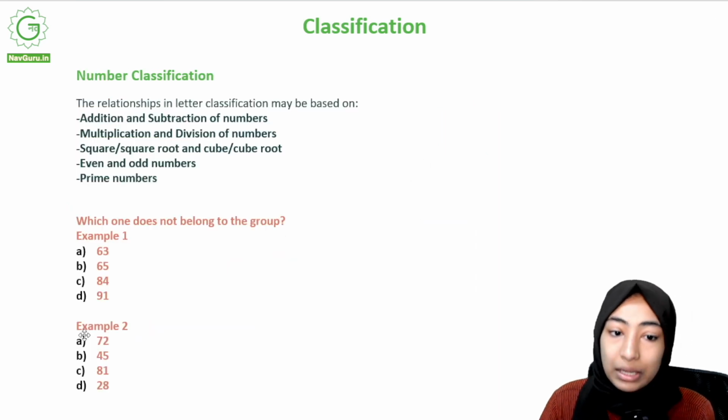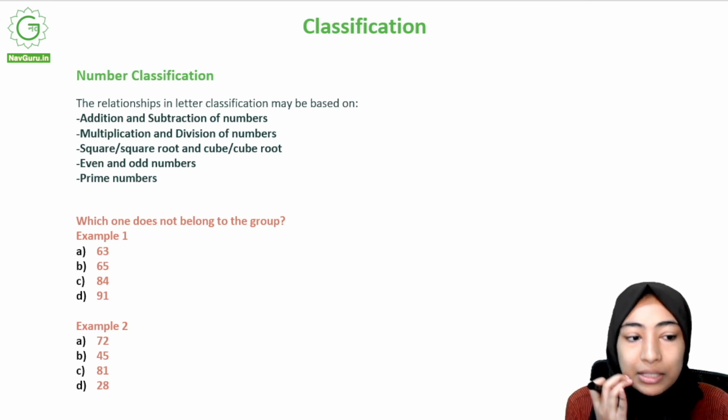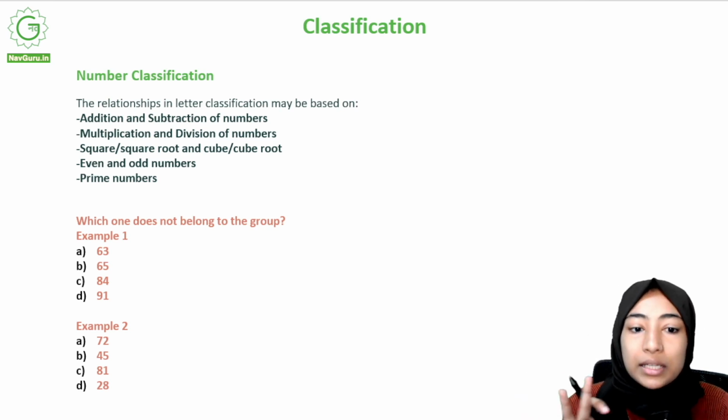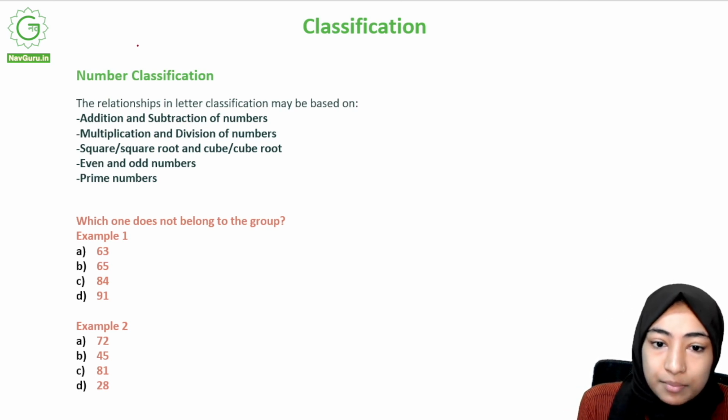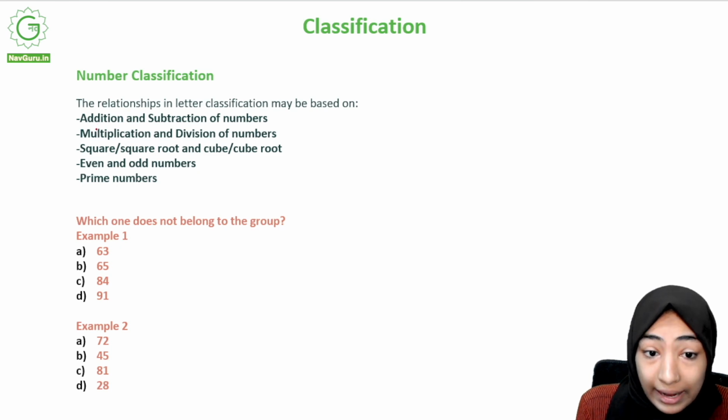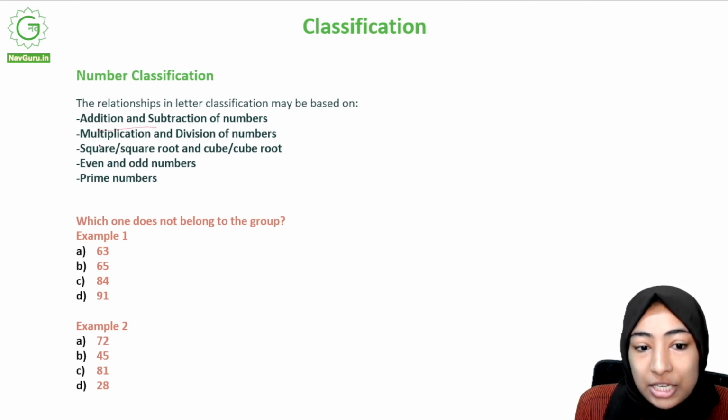Now we go on to number classification. Basically the same thing that we have done for word and letter, but here we will be looking at numbers. In number classification, the relationships could be based on either addition and subtraction, multiplication and division.